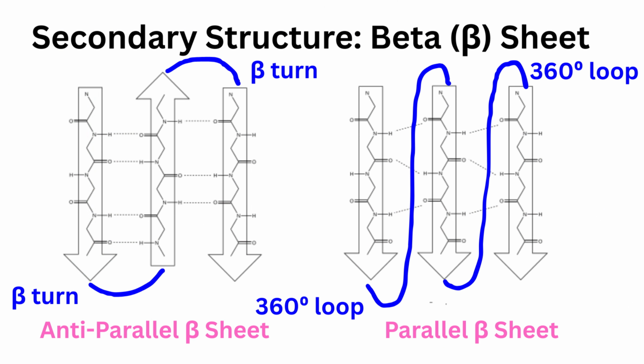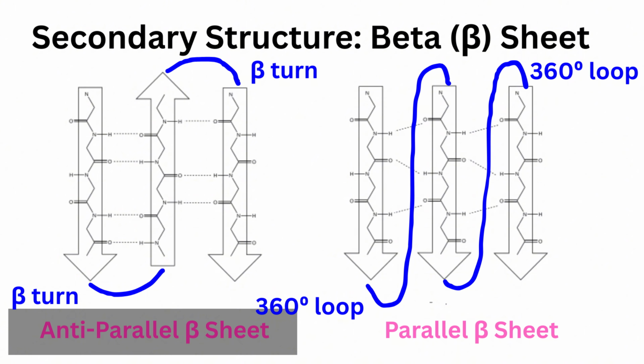Beta sheets are formed when stretches of a polypeptide chain align side by side, stabilized by hydrogen bonds between backbone carbonyl oxygens and amide hydrogens. There are 2 types of beta sheets: In a parallel beta sheet, the adjacent strands run in the same N to C direction, producing slightly angled hydrogen bonds that are less stable.